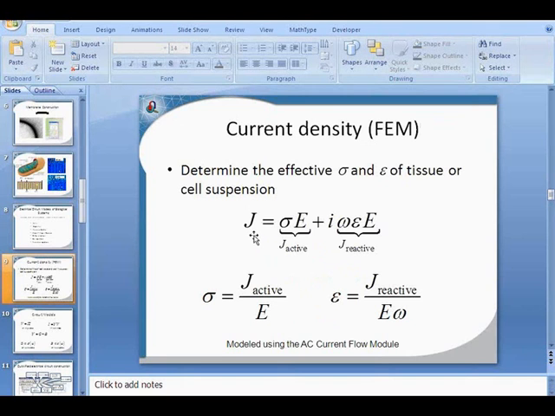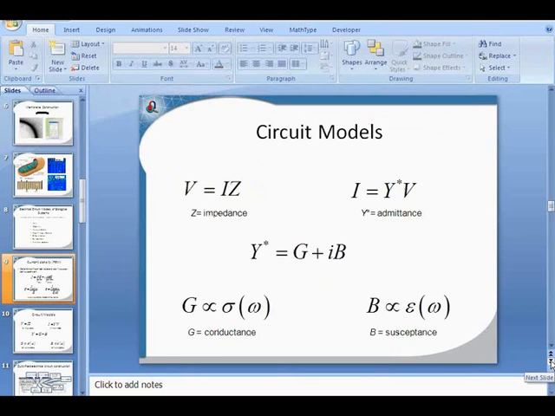When we're modeling fields, the current density is the sum of the active and reactive current densities, where the conductivity is proportional to the active current density and the dielectric constant is proportional to the reactive current density using the AC current flow module.